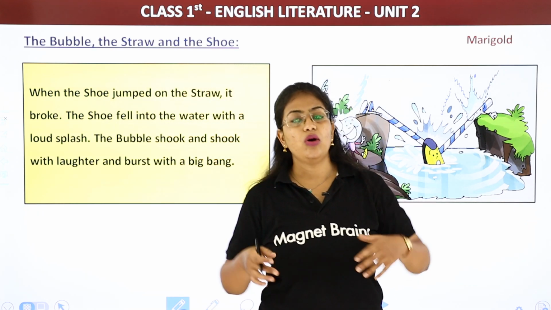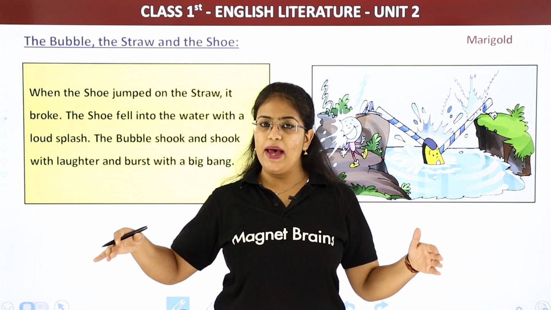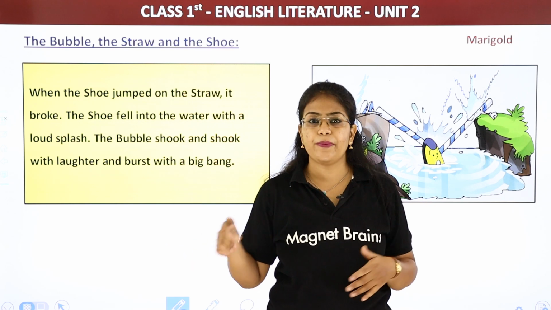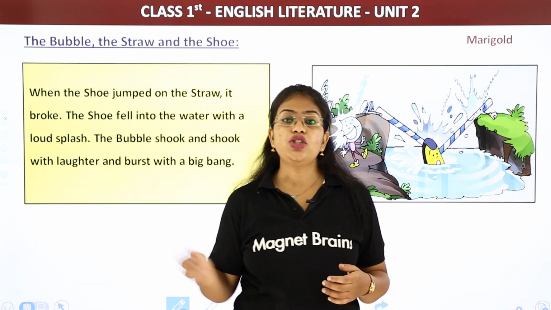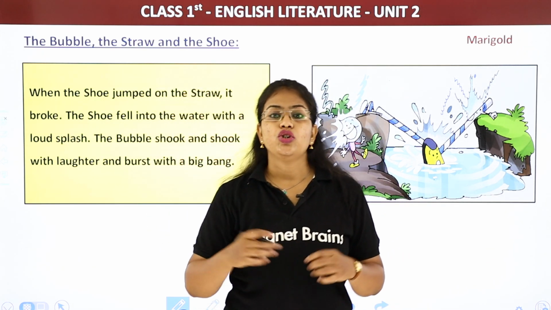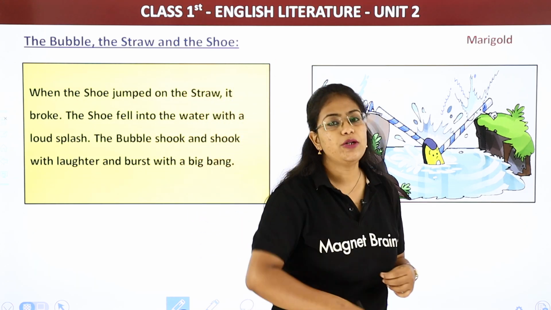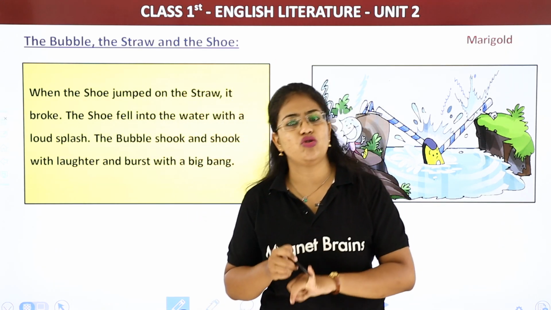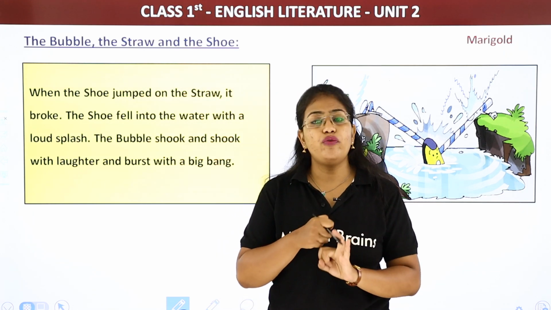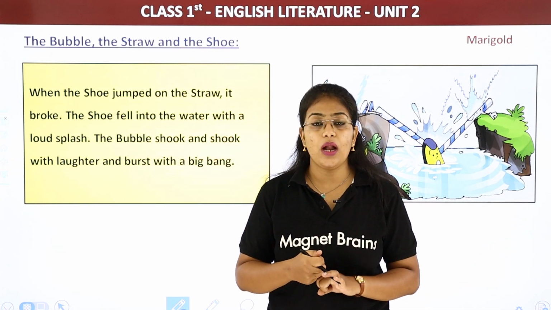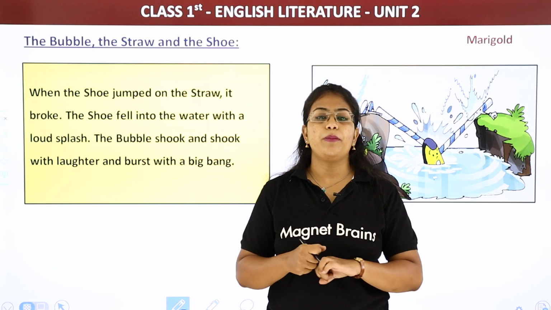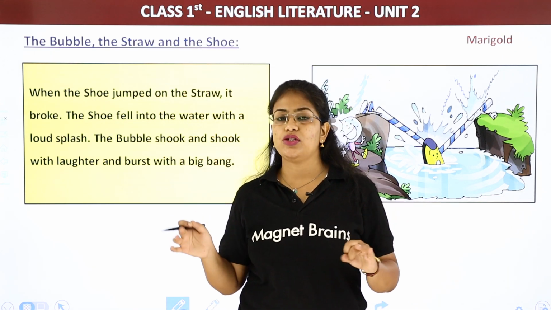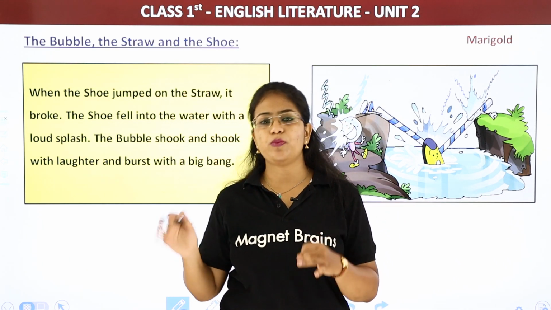तो द स्ट्रॉ स्ट्रेच्ड हिमसेल्फ ओवर द बैंक्स एंड द शू ही जंप्ड ओवर द स्ट्रॉ. शू ने क्या किया, आके स्ट्रॉ के ऊपर जंप कर दिया एंड वो स्ट्रॉ टूट गया. ठीक है, हमारा स्ट्रॉ टूट गया. द शू फेल इनटू द वाटर विथ अ लाउड स्प्लैश. पानी में कैसे गिरा? विथ अ लाउड स्प्लैश. द साउंड वॉज लाउड स्प्लैश.